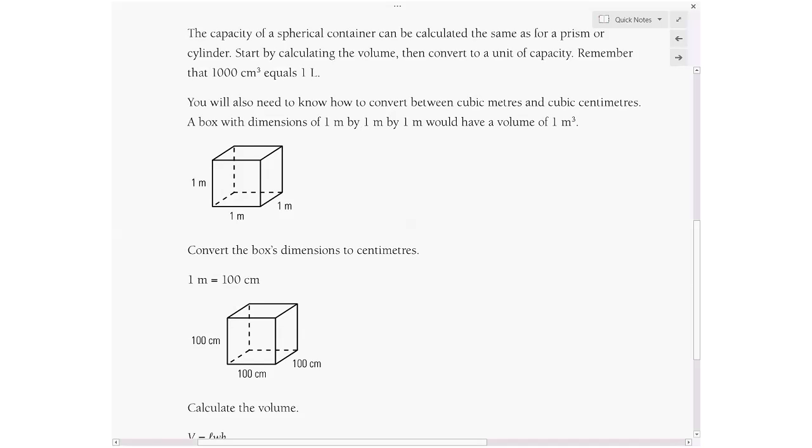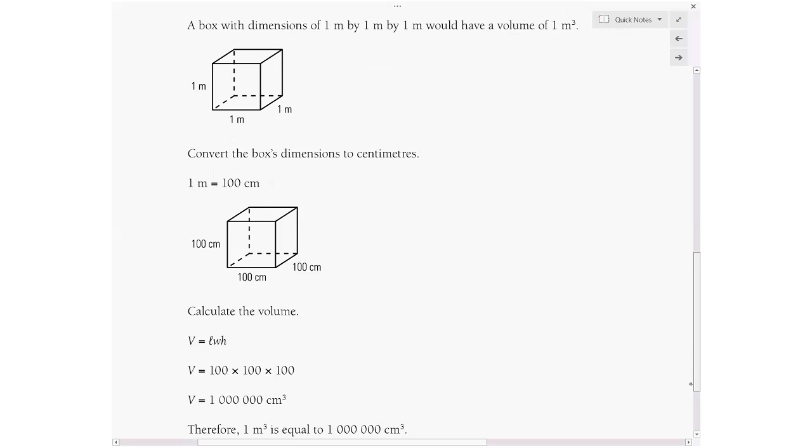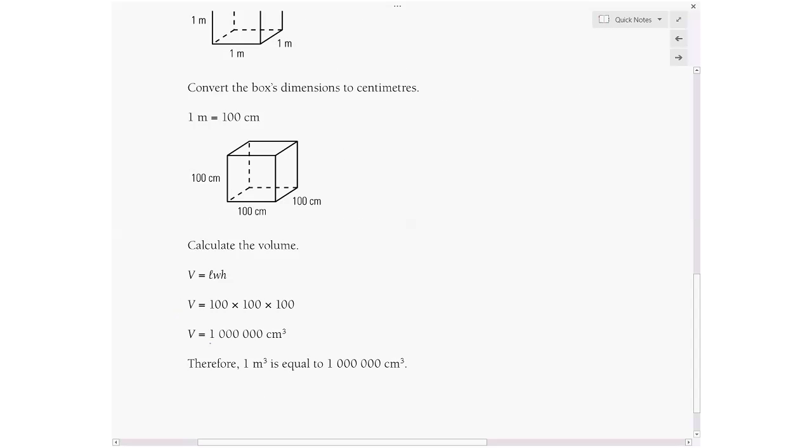We're also going to have to know how to convert between cubic meters and cubic centimeters. So here we have a box, 1 meter by 1 meter by 1 meter. It would have a volume of 1 meter cubed because 1 times 1 times 1 is 1. And if we change to centimeters, now we have 100 centimeters by 100 centimeters by 100 centimeters. Now if we calculate our volume, we have 1,000,000 cubic centimeters. So 1 meter cubed is the same as 1,000,000 cubic centimeters.